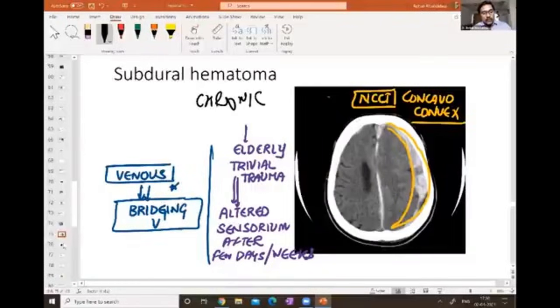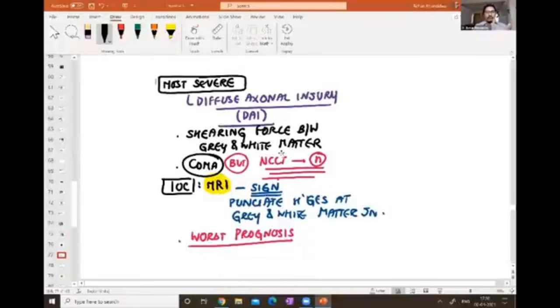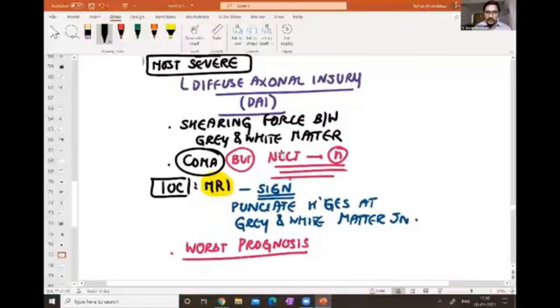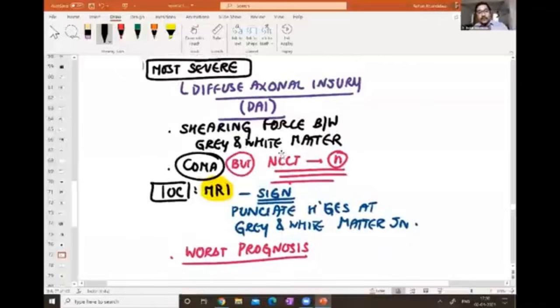You should also know about diffuse axonal injury. Diffuse axonal injury is the most severe type of primary brain injury. This occurs due to a shearing force between the gray and the white matter. The patient will be in a state of coma, but NCCT is normal. So the classical words to look for in the question would be: patient is in coma, CT is normal, and GCS is not improving. These are telltale signs of diffuse axonal injury. The investigation of choice is MRI.